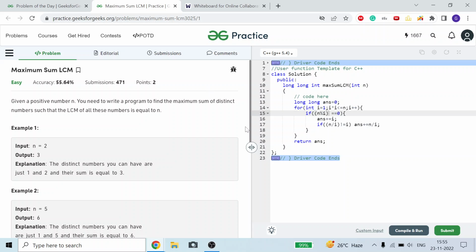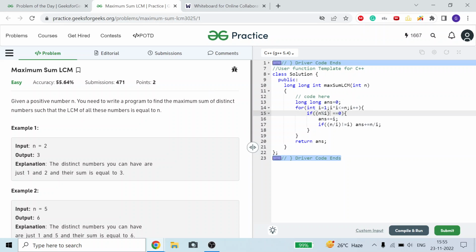Okay, so now moving to the problem, guys. Here we are given a number n and we need to write a program. We have to complete a function maximumLCM, where we have to find the maximum sum of different numbers such that the LCM of all these numbers is equal to n.